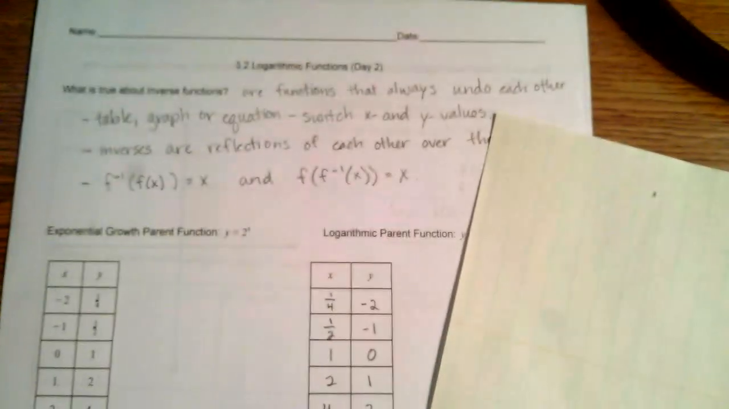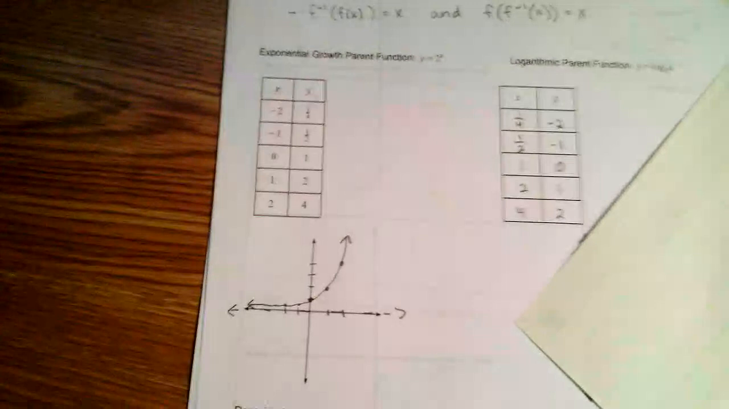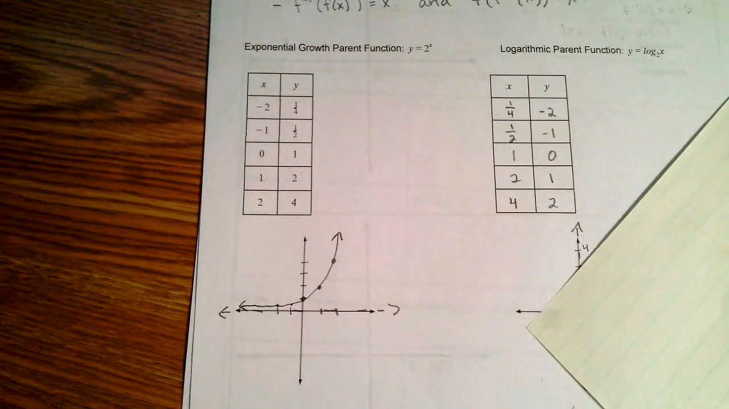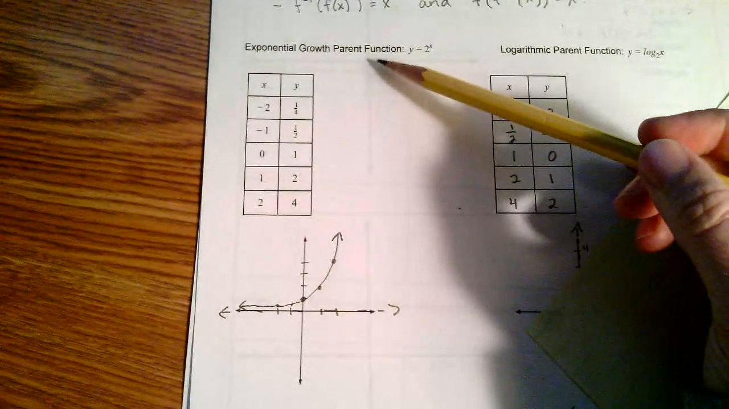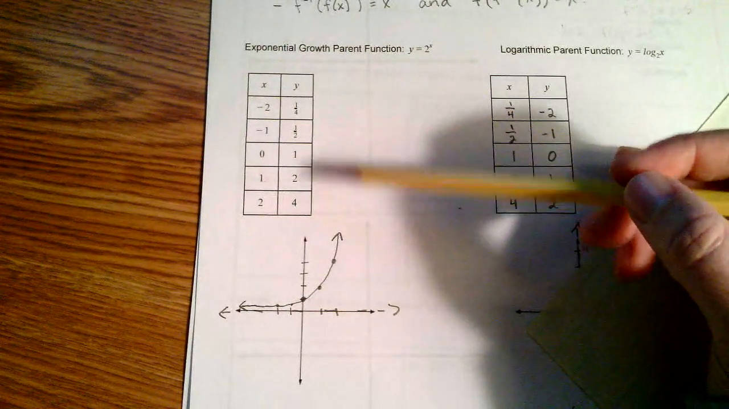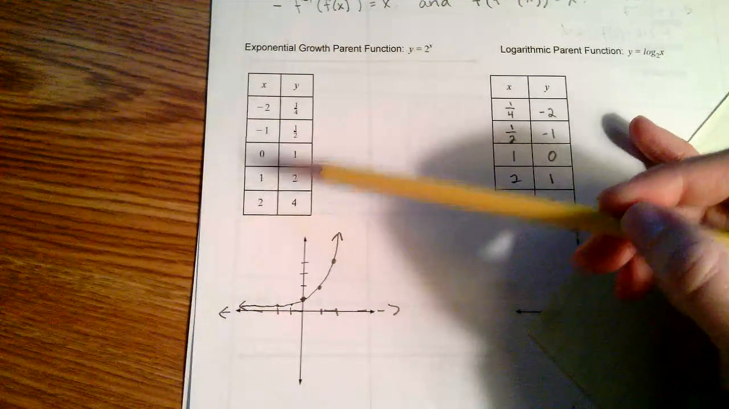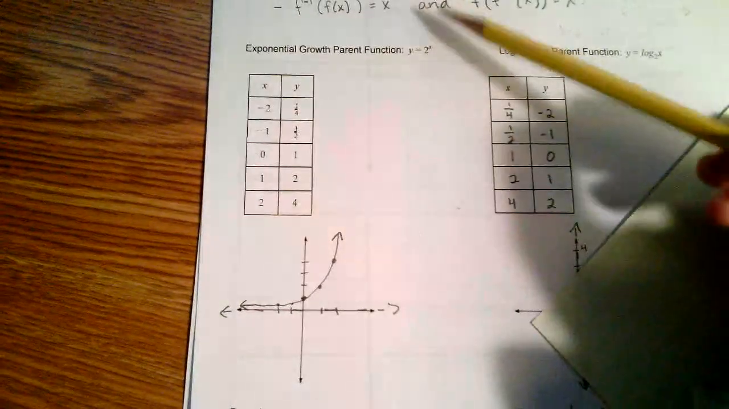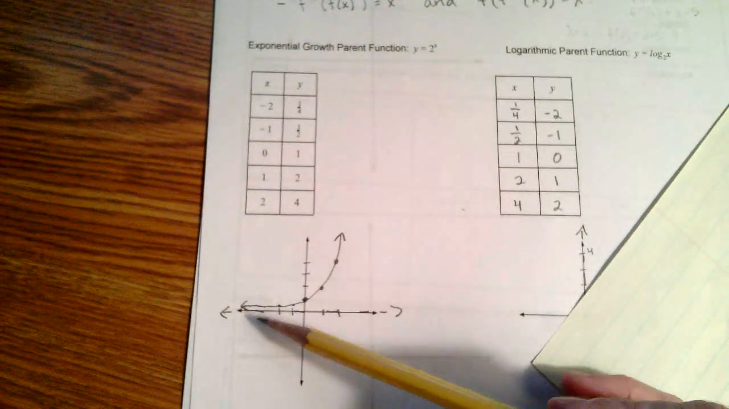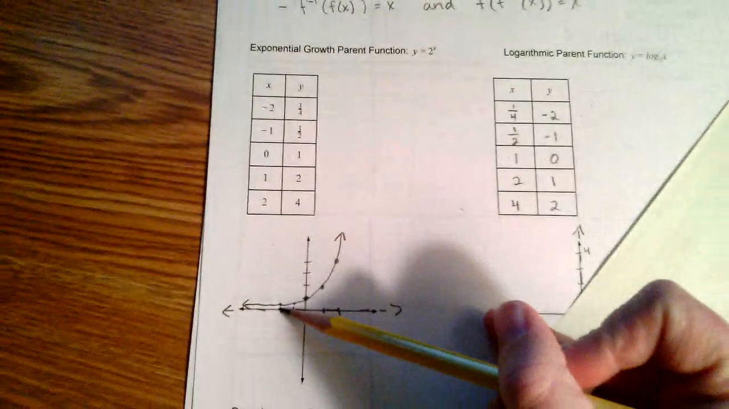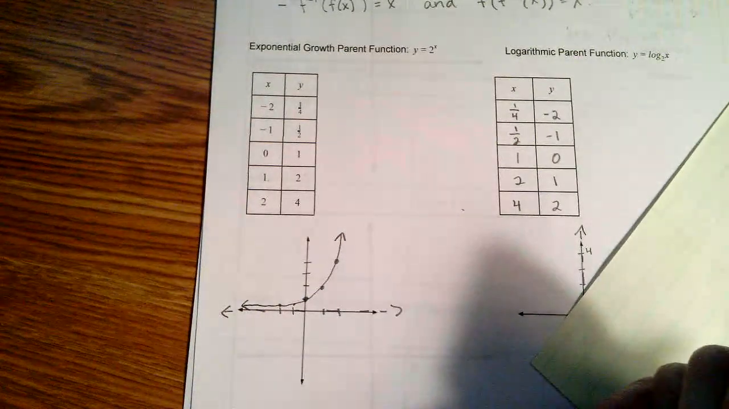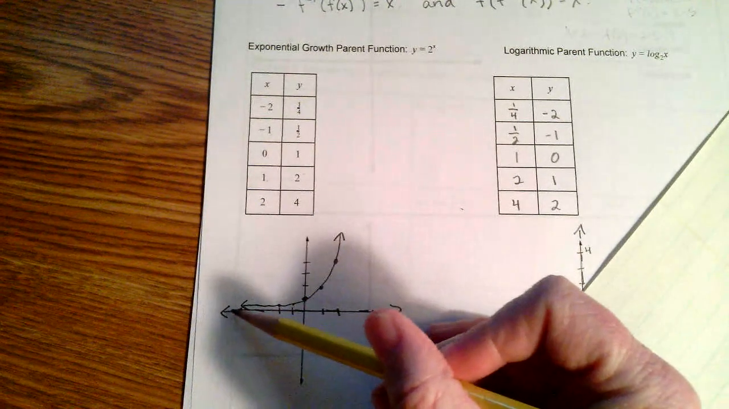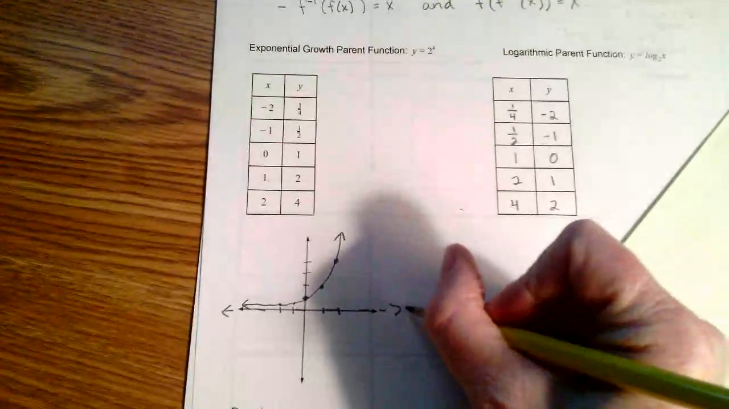Okay, the next thing that we're going to talk about: before we stopped school a week and a half ago, we were talking about exponential functions. And we had this parent function. We went from -2 to 2. And we found these y values by plugging in for x. When we drew our graph, I'm just plotting these points: -2, 1/4; -1, 1/2; 0, 1; and my other points. Hopefully you remember that we had a horizontal asymptote at y equals 0.